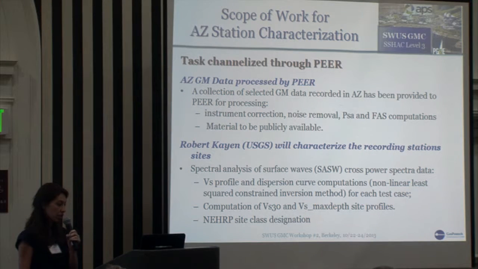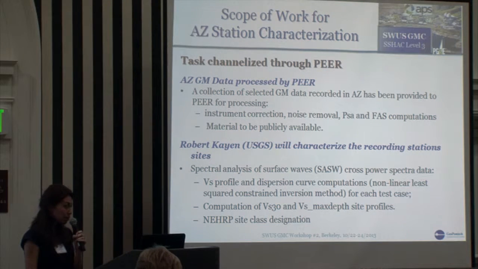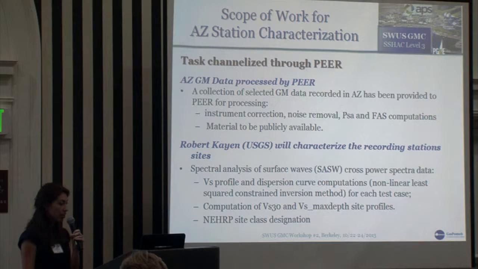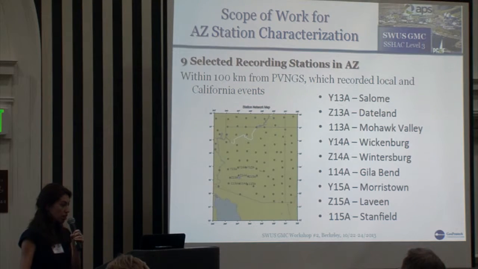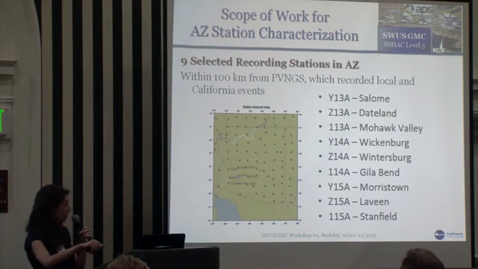The idea is to have Rob Kayen, who is with the USGS, perform site characterization using SASW analysis. The goal is to obtain the VS profile, and therefore to compute VS30 and also to associate an NEHRP class. He is also going to provide the VS profile up to the maximum depth that is investigated. This is something that Rob is familiar with. He has deployed several experiments following major earthquakes throughout the world, so we have a really successful professional relationship with him. The selected stations to be investigated are the ones that you see here.